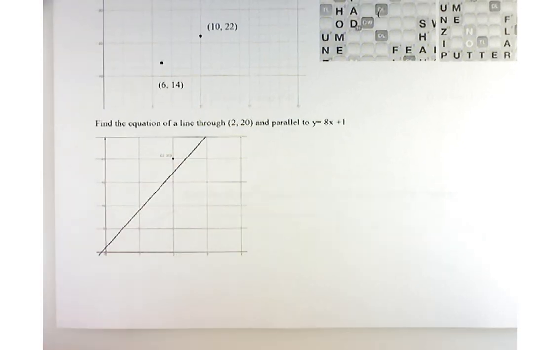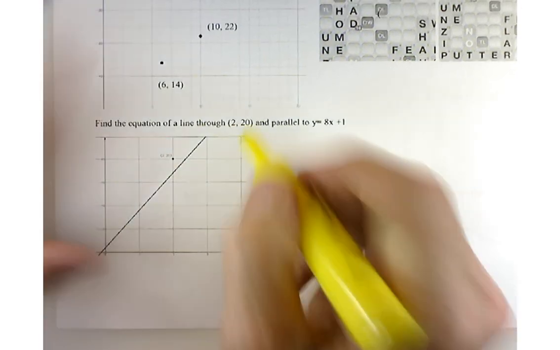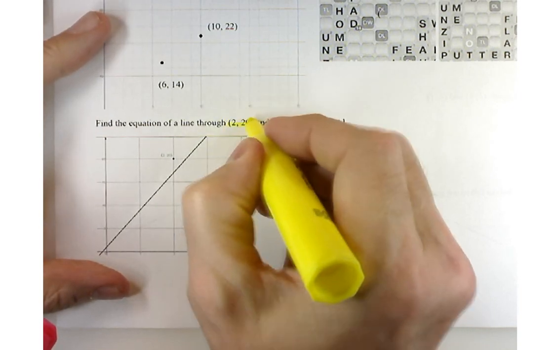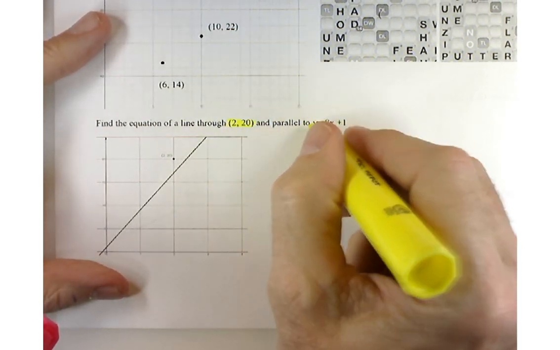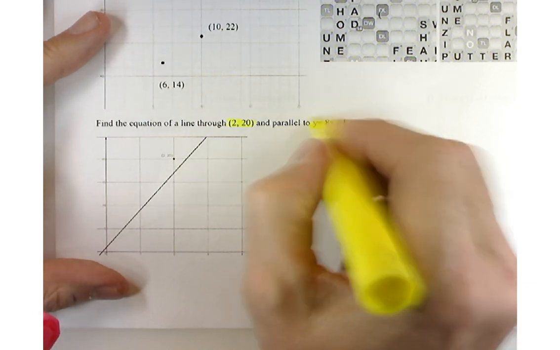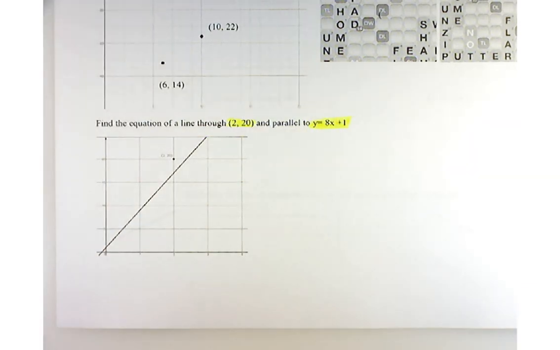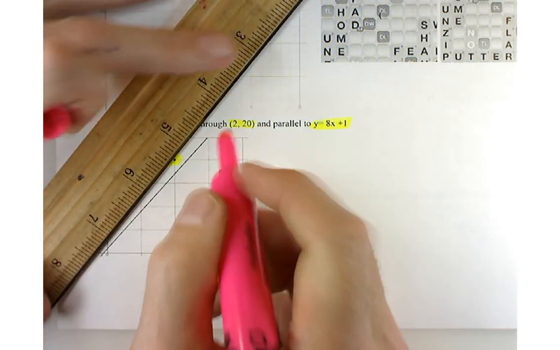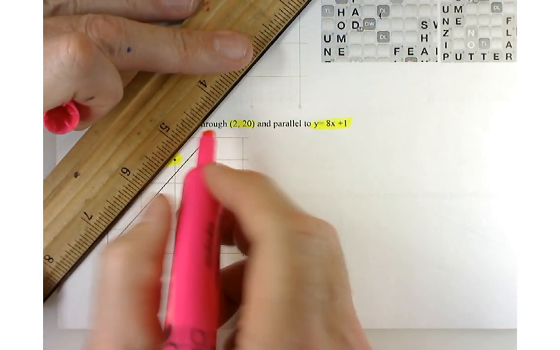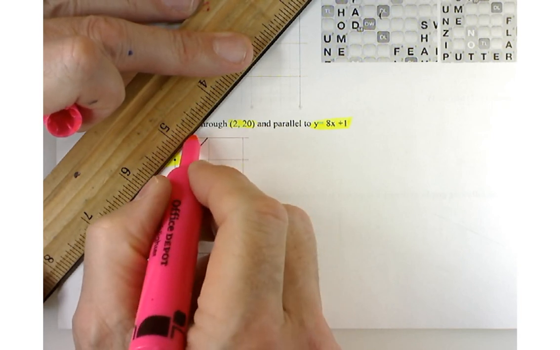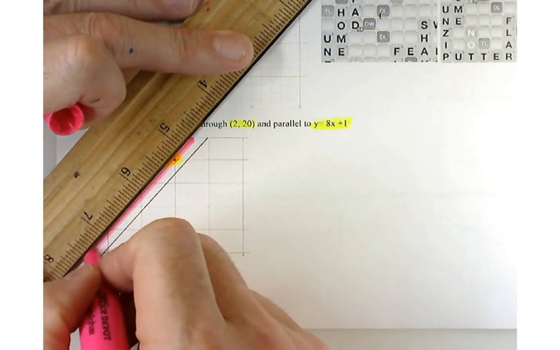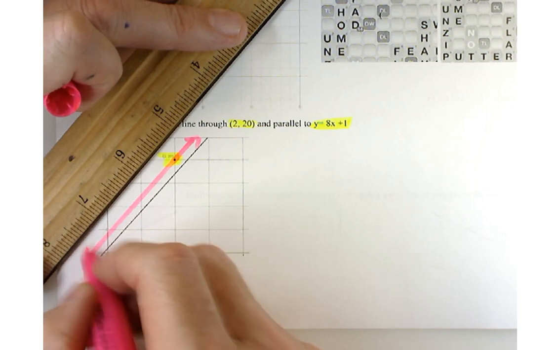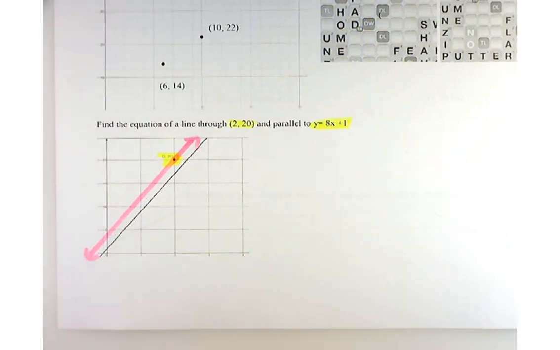Find the equation of a line through the point (2, 20) parallel to this line right here. So you've got this point at (2, 20), and you want to find the equation of the line that goes through that point and is parallel to the given line. So what would that line be?